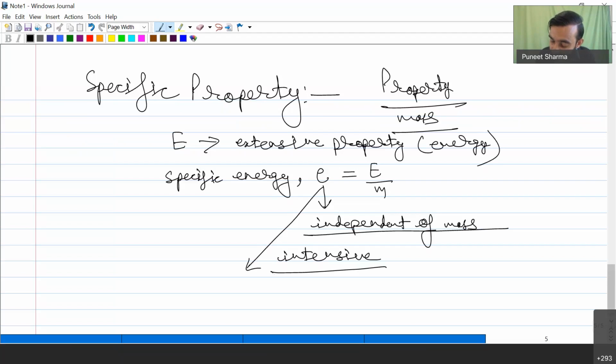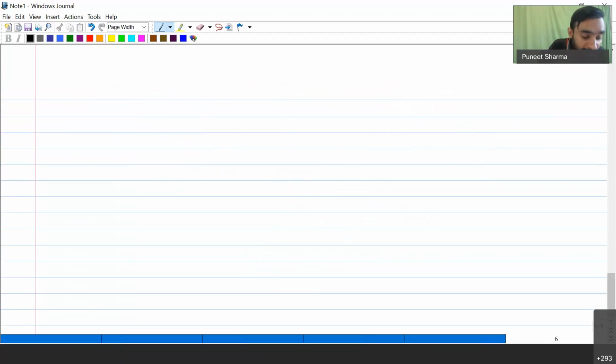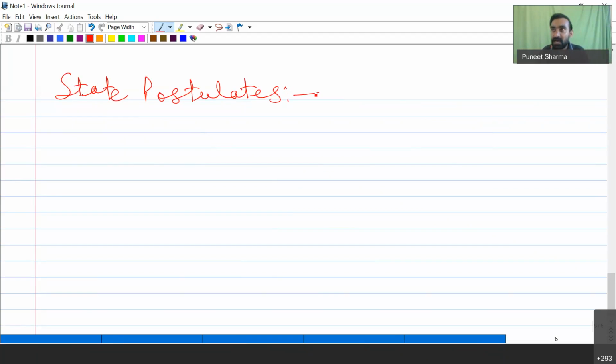Okay. Now let us come to an important topic. This particular topic is referred to as state postulates. The idea is how to determine what minimum number of properties are required to specify the state of a system.